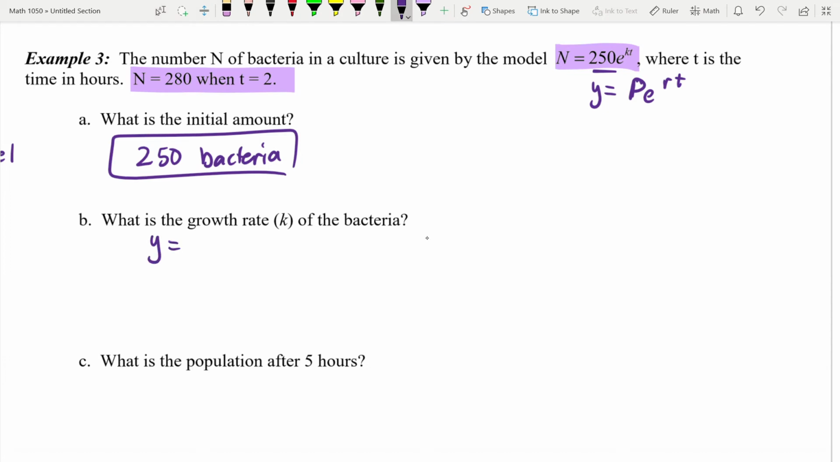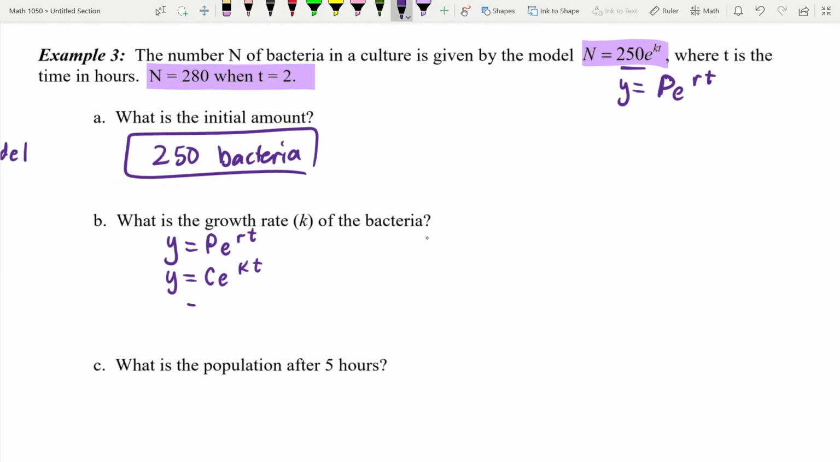Everybody write y equals PE to the RT, or, you know, CE to the KT, it's all the same. Actually, write PERT, and then underneath that, I want you to write y equals CE to the KT. We could do an R and a K are the same thing, but on these problems, you're really supposed to do a K, and I don't want to confuse you, okay?